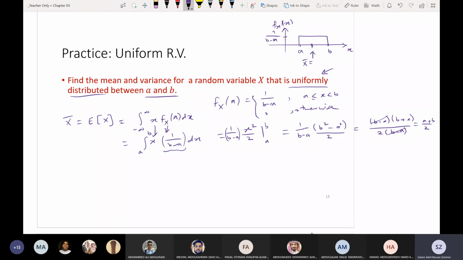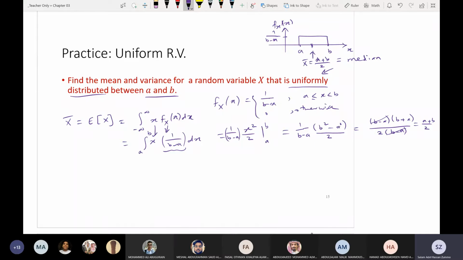X bar is the midpoint, and you can expect that, right? Because it's uniformly distributed, it's equally distributed. So there is no reason that the mean will be different. Now, is it equal to the median or what? What do you think, equal or no? Yeah, it should be, because it's symmetric around the mean, right? So this is related to the mean. Now, what about the variance?